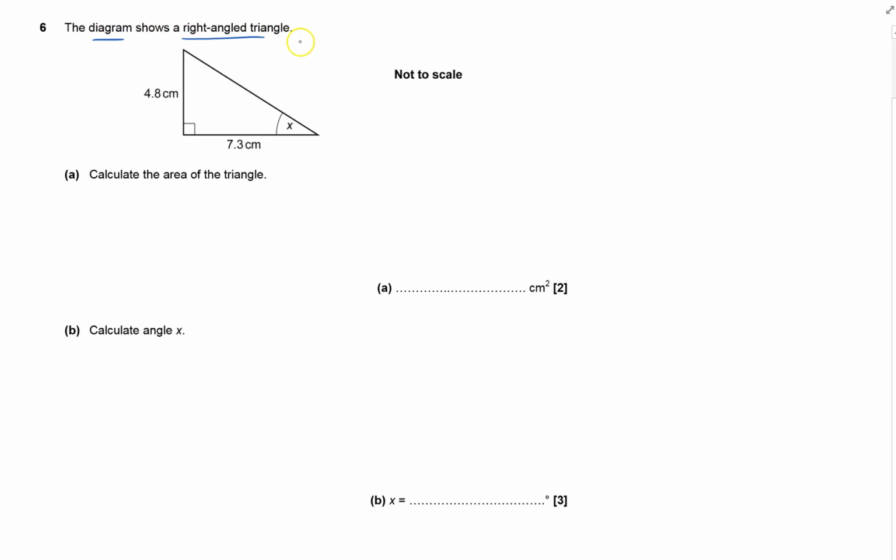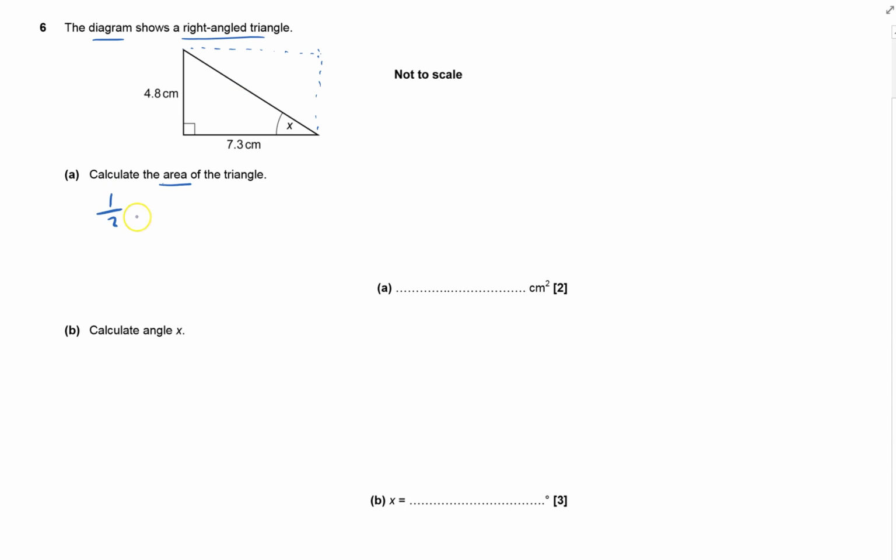Diagram shows a right angle triangle. Calculate the area. Oh, I was expecting it to be the hypotenuse. It's the area of the triangle. That means turn it into a rectangle. Work out the area of the rectangle and then halve it because we've got a triangle.